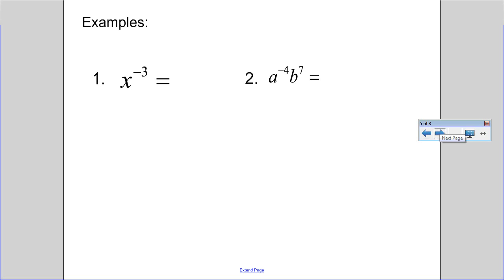So the first one we want to do is x to the negative third. I need to rewrite it so that I only have a positive exponent. So what am I going to do? Take the reciprocal. Should you put x to the negative third in the denominator? I'm not going to put x to the negative third in the denominator. I'm going to put x to the positive third. That's what happens when we take the reciprocal, it becomes a positive exponent.